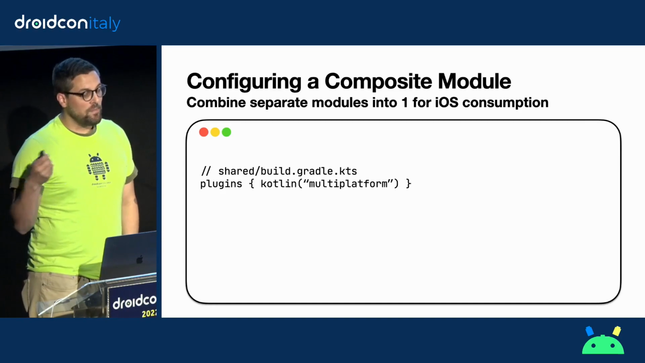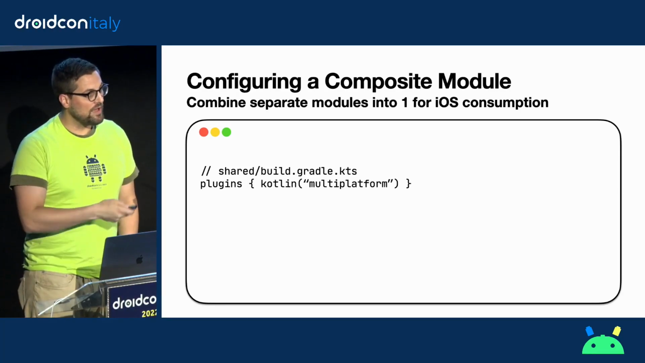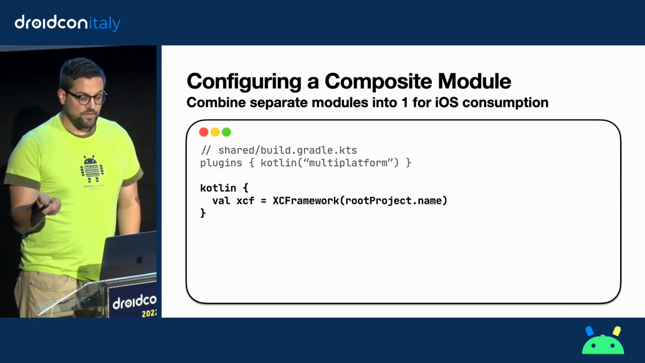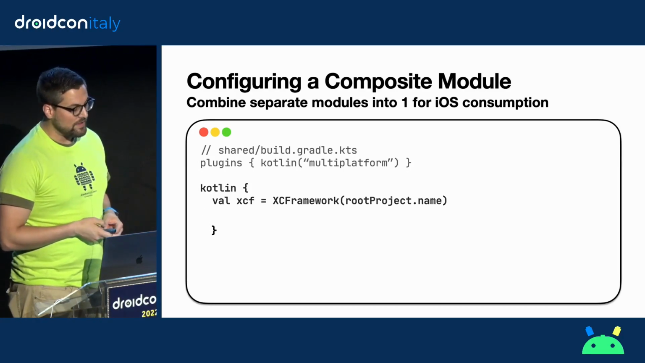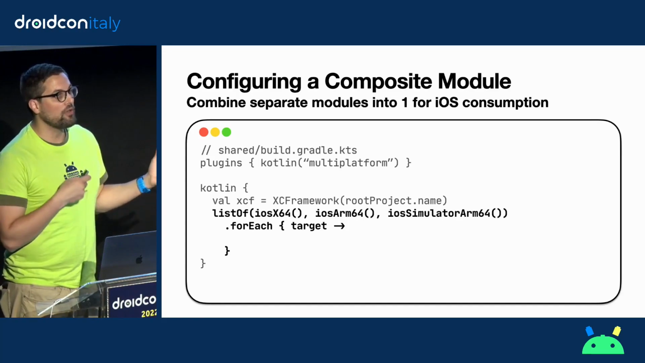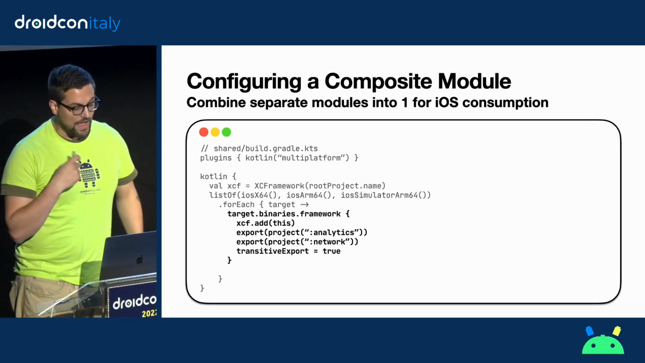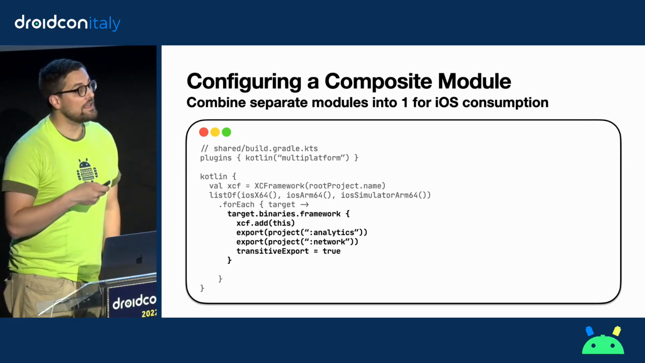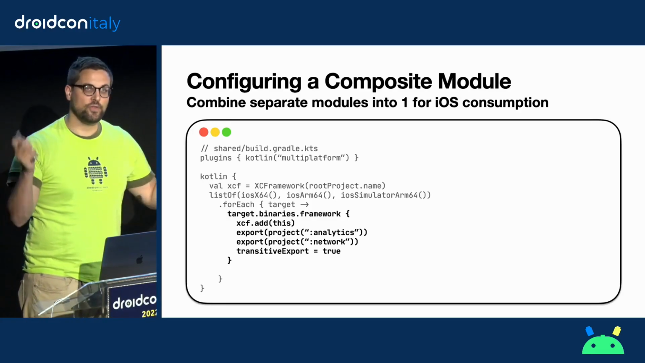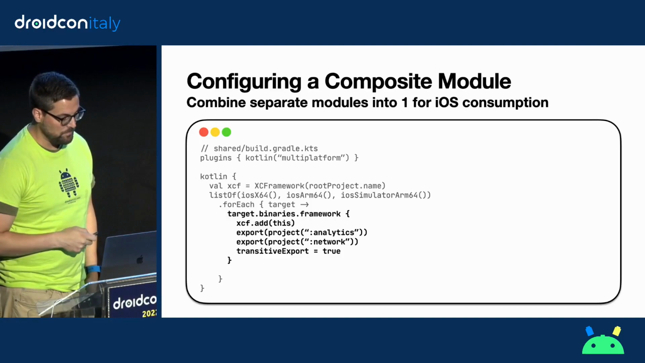So to create this shared composite module, we'll take a look at the Gradle configuration for that as well. So we need the Kotlin Multiplatform plugin, once again. We need to define an XC framework. This will again be our output. And then ultimately, we have to tell the plugin what to put into that framework. So in this case, we list off all of the iOS targets that we want to be included here. And then for each target, we add that into the framework, and then we make sure that we add any of those dependent modules and export them along with the framework. So this will make sure that all of those symbols and everything that are generated actually make it into the resulting output XC framework for us.